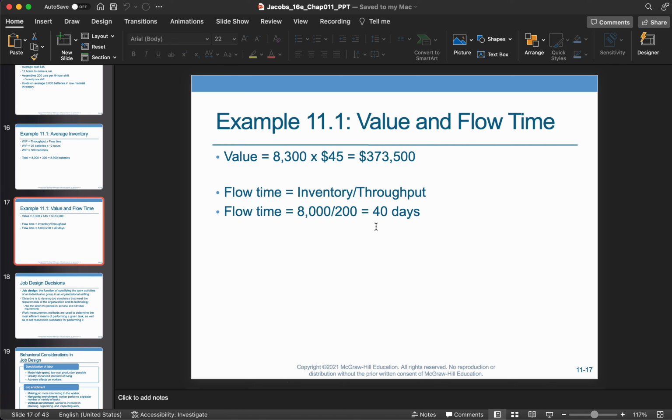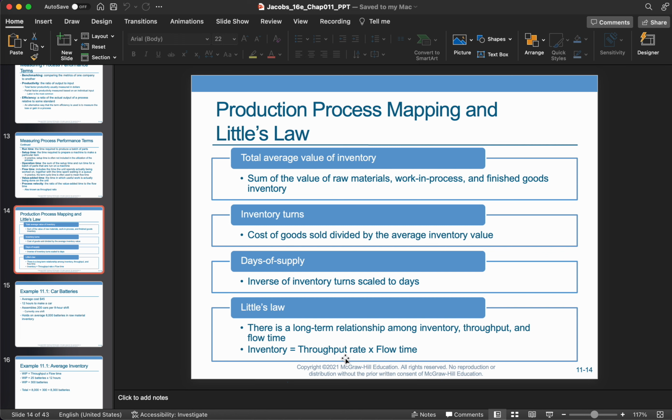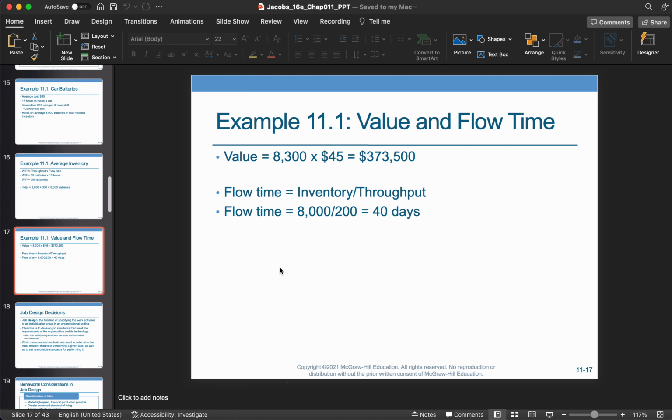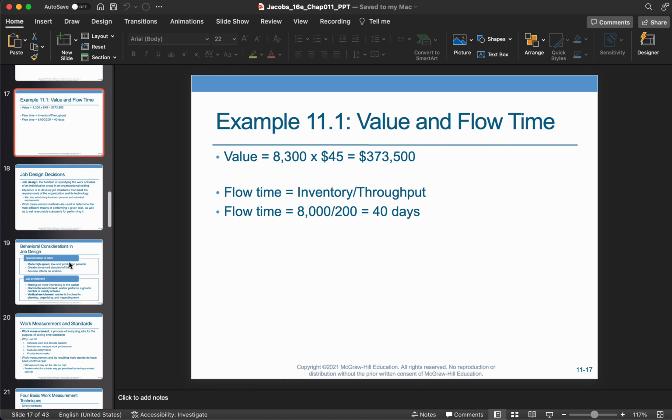So these are two simple applications of Little's law, right? Very simple ideas, not complicated. Remember, Little's law is throughput rate times flow time is equal to inventory. First we used the straightforward application, but in the second case we shifted it around. Instead of saying inventory is throughput times flow time, you want to calculate the flow time for the amount of inventory we have on hand. So inventory divided by throughput is equal to flow time, and we know what inventory is and what throughput is, so flow time will be 40 days for the 8,000 batteries we have on hand.